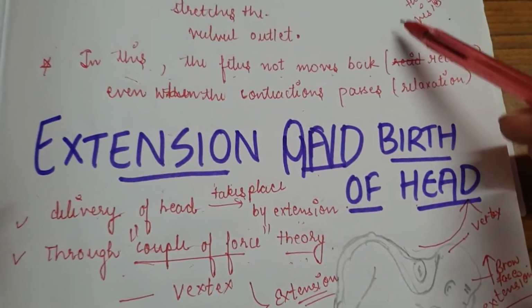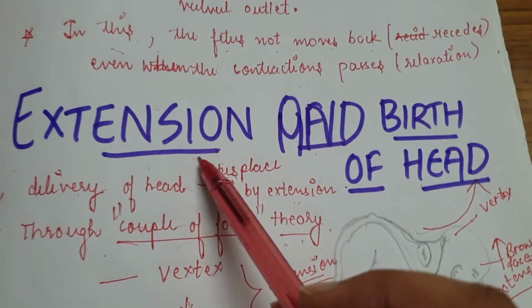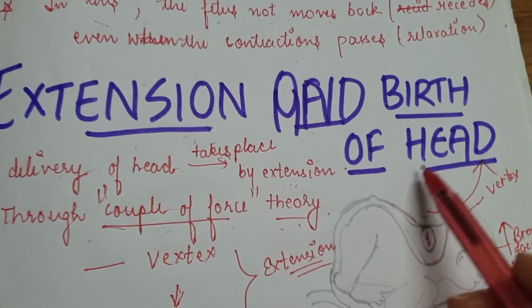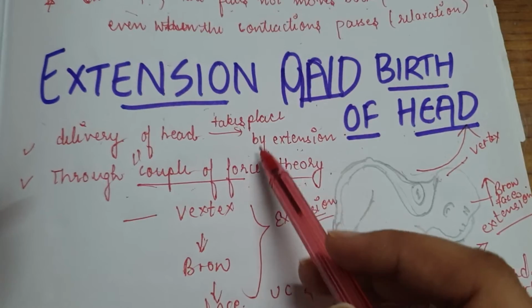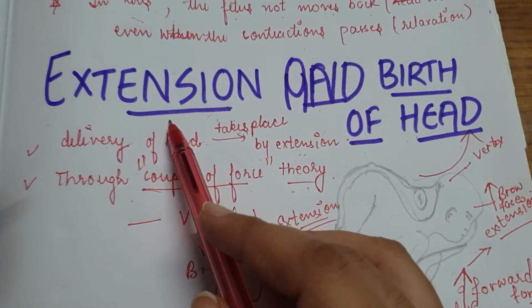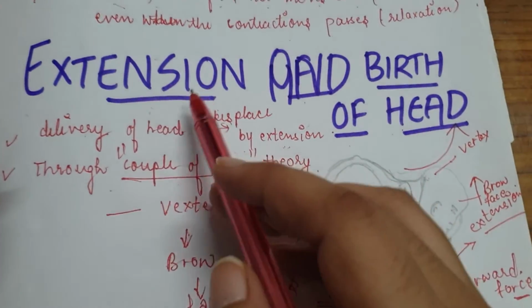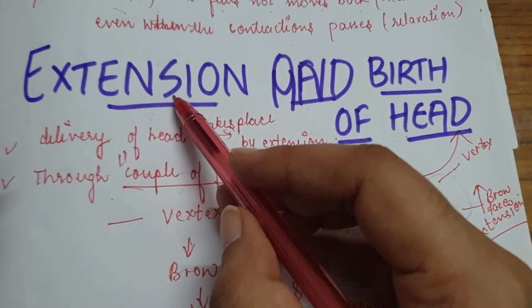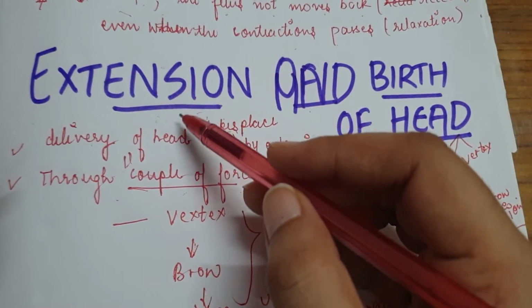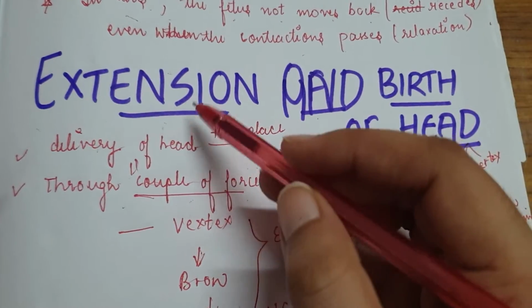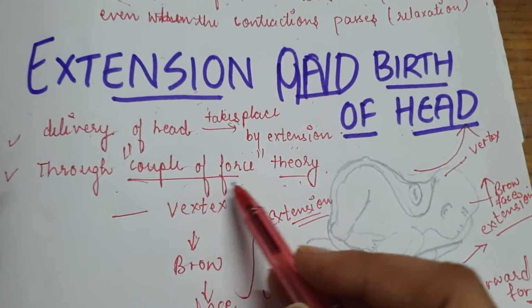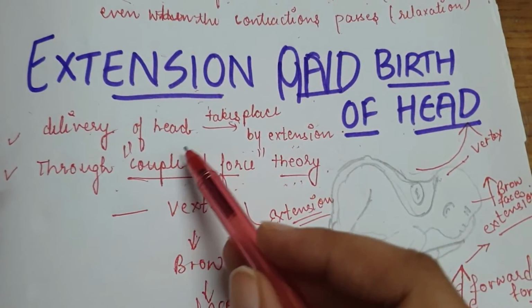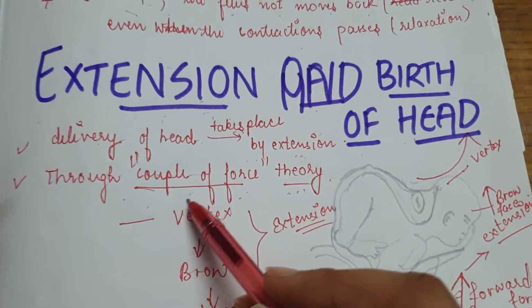So the next step after the crowning is extension and the birth of the head. So the delivery of the head takes place by the extension. So the term extension I already explained. It is opposite to the flexion. When the angle between the two parts of the body is increased, that is known as extension. So delivery of the head takes place by extension through couple of force theory.